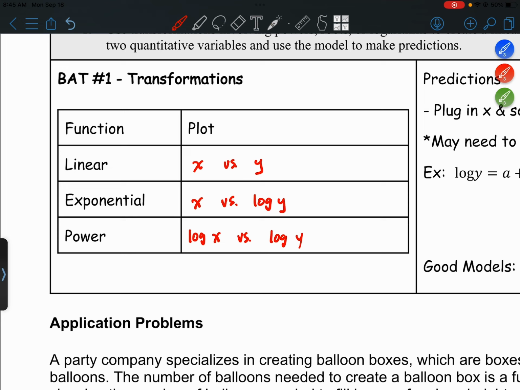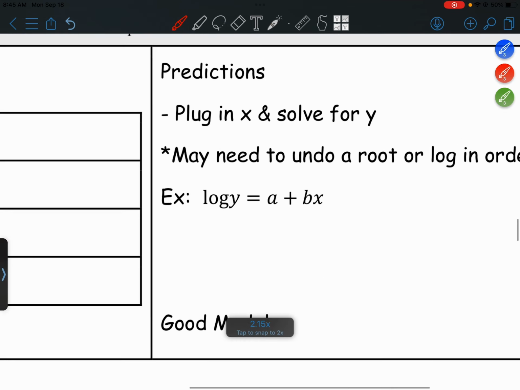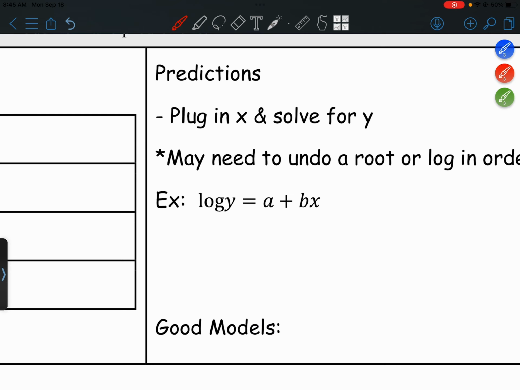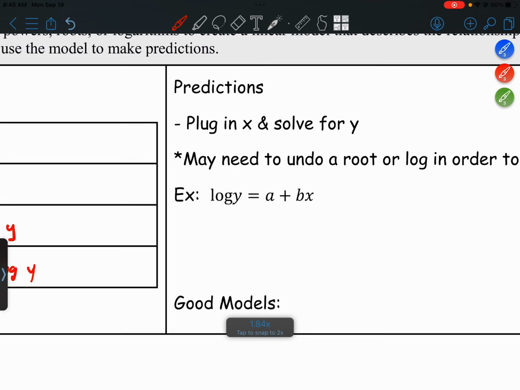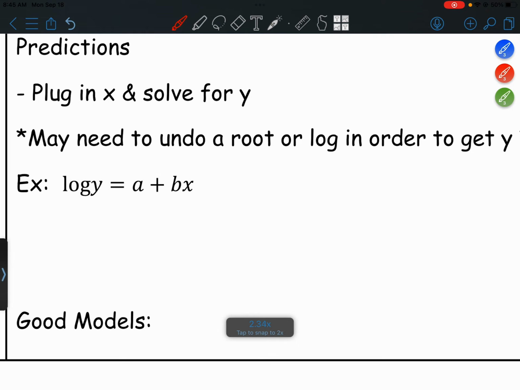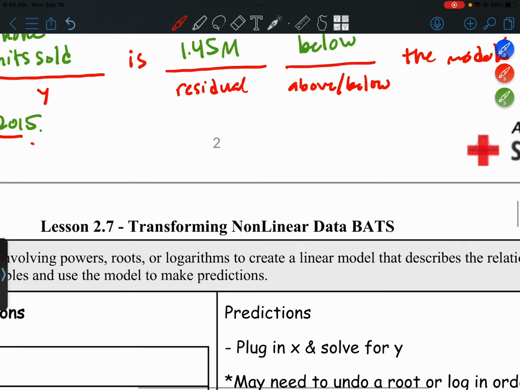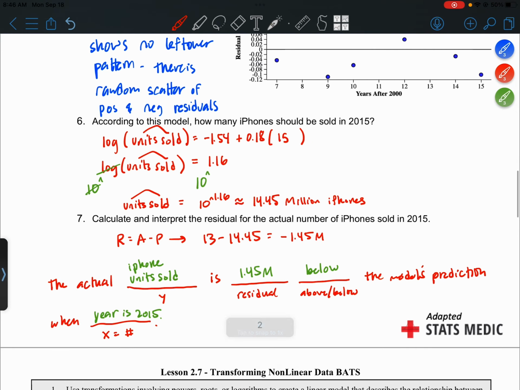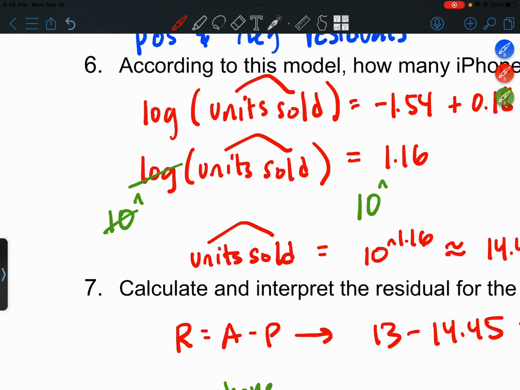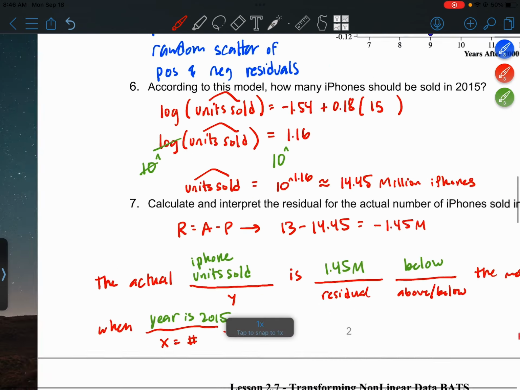But when you use your model to make predictions, there's a lot more algebra involved because now you're dealing with logarithms. So when we talk about predictions, you're going to plug in your input, your x value, do some simplifying or evaluating, but then you still have to solve for y. And when you're solving for y, you might have to undo a root, you might have to undo a logarithm in order to isolate the variable y. Looking back here at question 6, we had to undo this logarithm by using base 10.